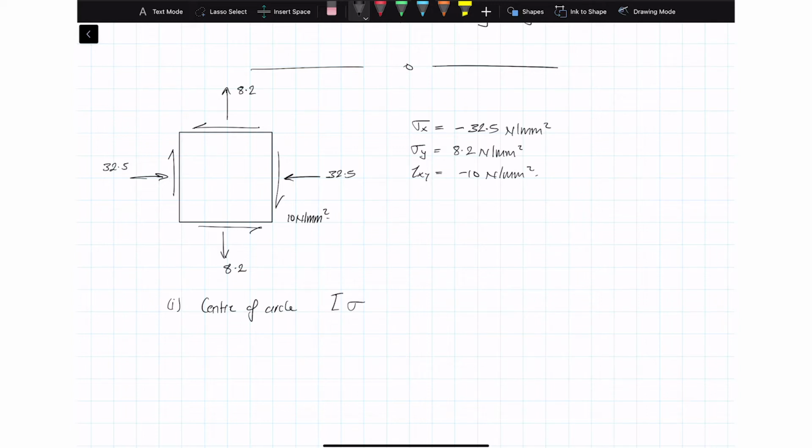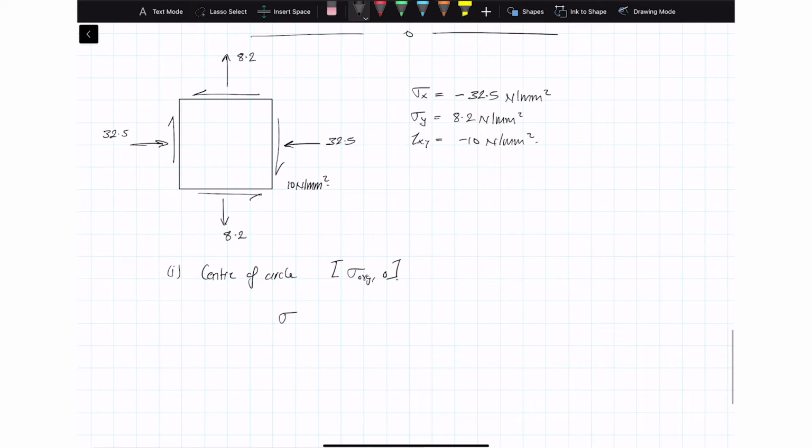Well, that has coordinates sigma average and 0, right? Sigma average is equal to sigma x plus sigma y over 2, which we've seen this already, right? We've worked this out. It's minus 12.15 newtons per millimeter squared.